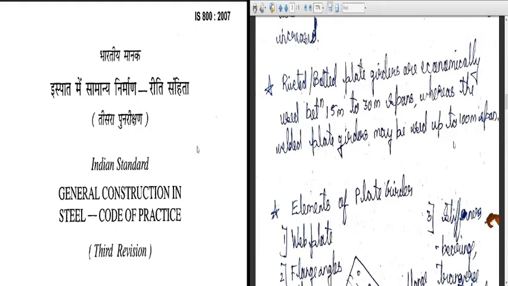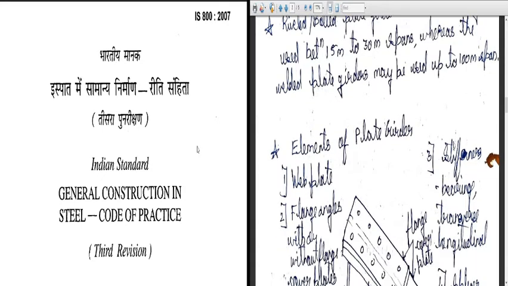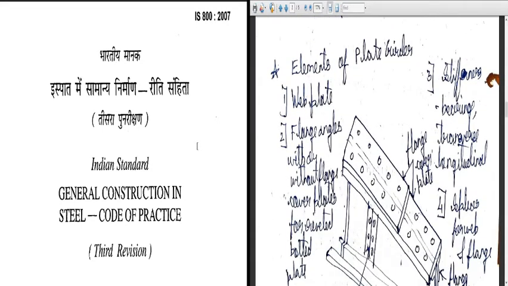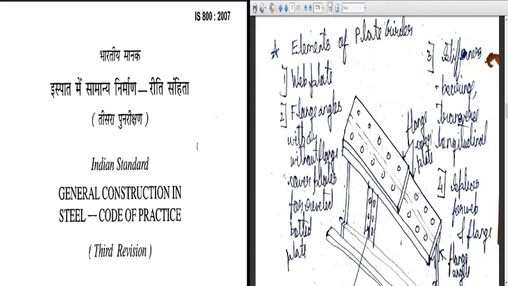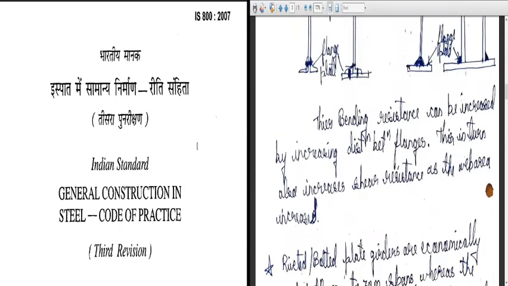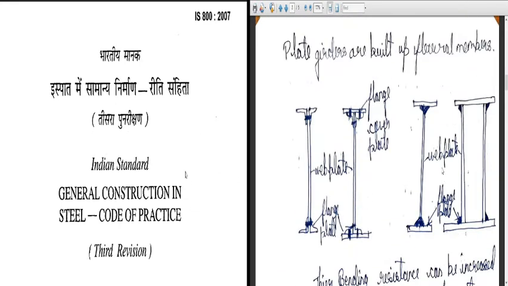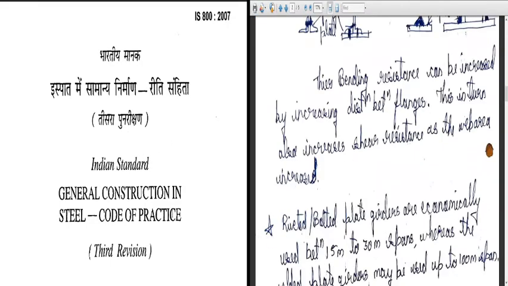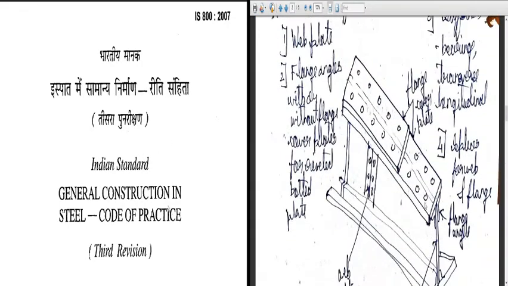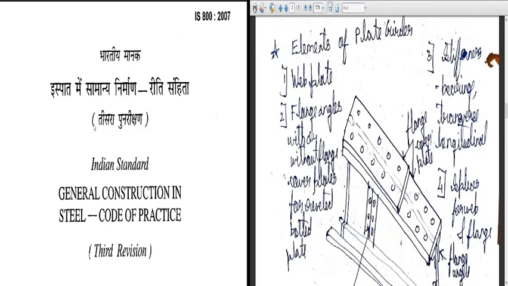So, for a short span, we use riveted or bolted plate girders, that is 15 to 30 meters. Up to 100 meters, you go with welded plate girders. Now, let us see the elements of the plate girder. This is the cross section, how it looks, on the right side. And this is the section in 3D.